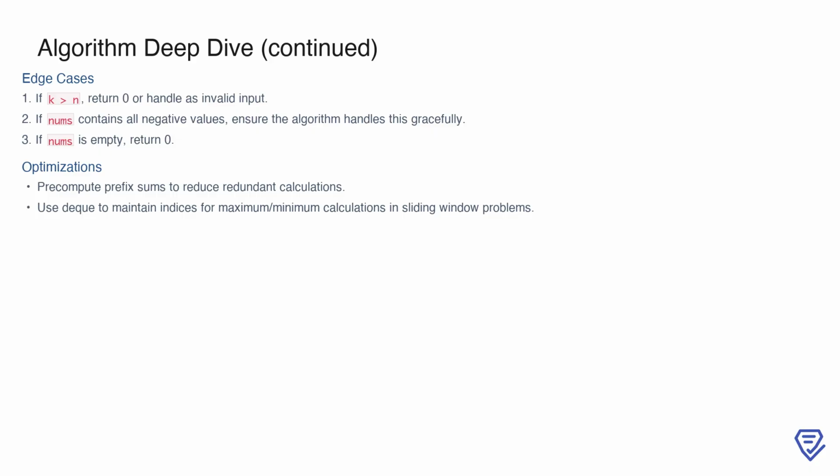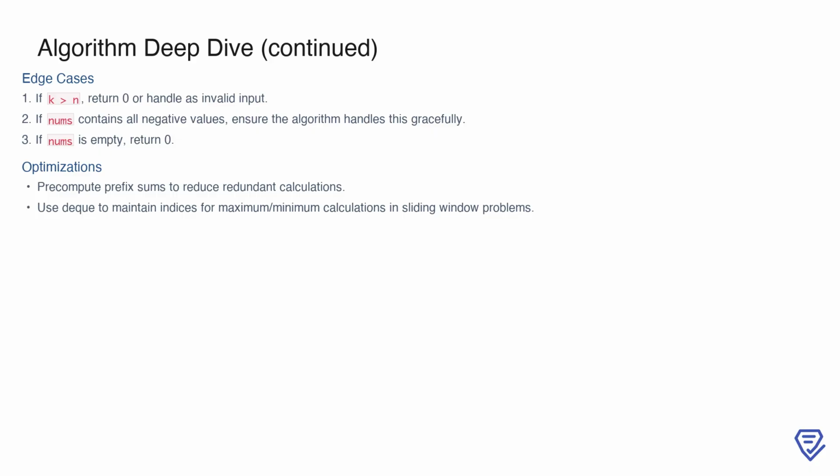To further optimize the solution, you can pre-compute prefix sums to eliminate redundant calculations during the sliding window process. Another powerful optimization involves using a deque to maintain indices for maximum or minimum calculations, which is especially useful in sliding window problems. These optimizations can significantly enhance the efficiency of your algorithm and ensure it performs well across all edge cases.